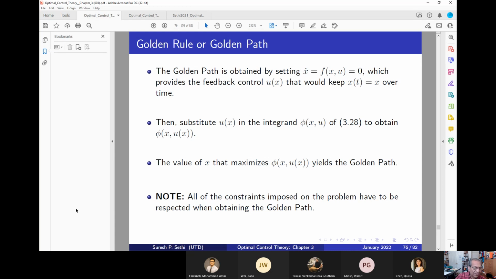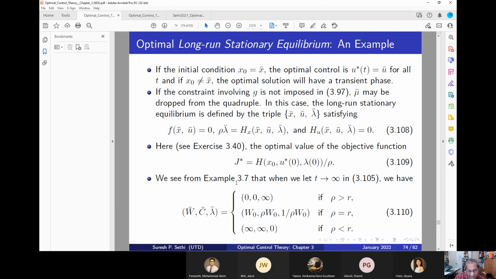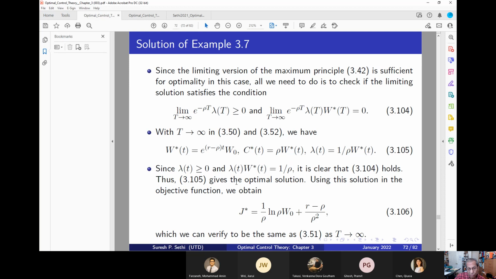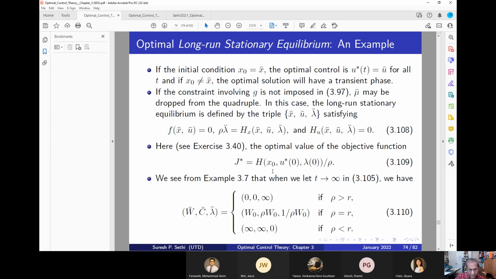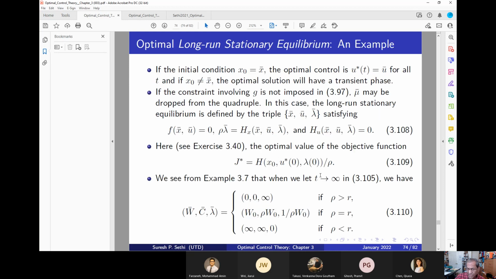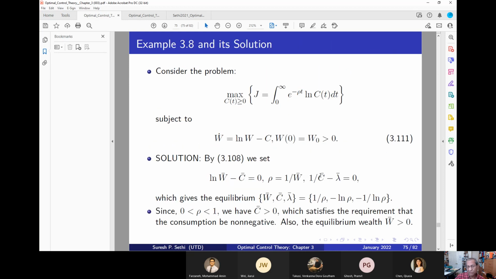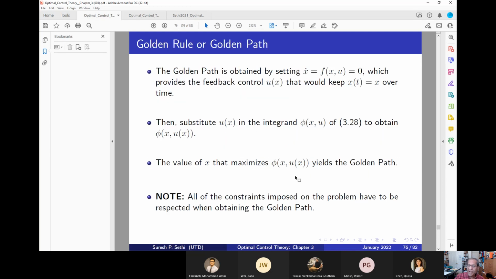It is not the optimal long-run stationary equilibrium, because the optimal long-run stationary equilibrium, for example, may not allow you to keep the wealth constant, right? Wealth is not constant here as well, for example. So the optimal long-run stationary equilibrium is an optimal solution given any initial condition. Golden path, on the other hand, is an optimal solution over the initial values, which is the best initial x.